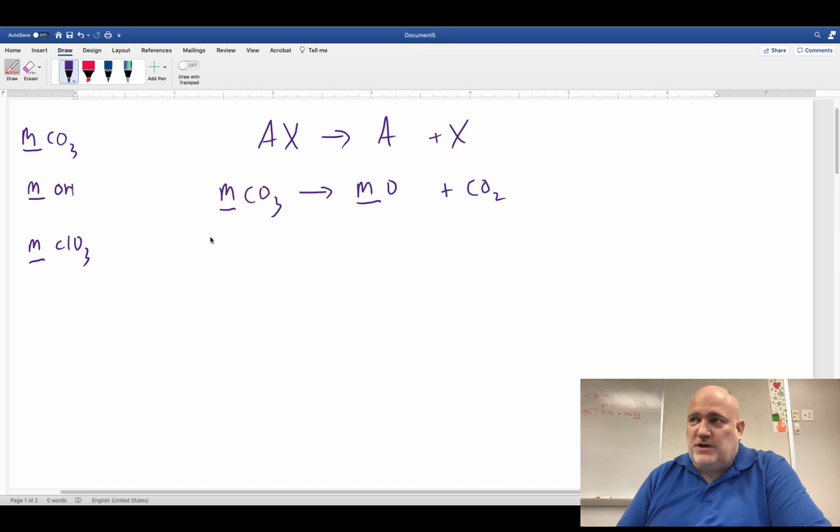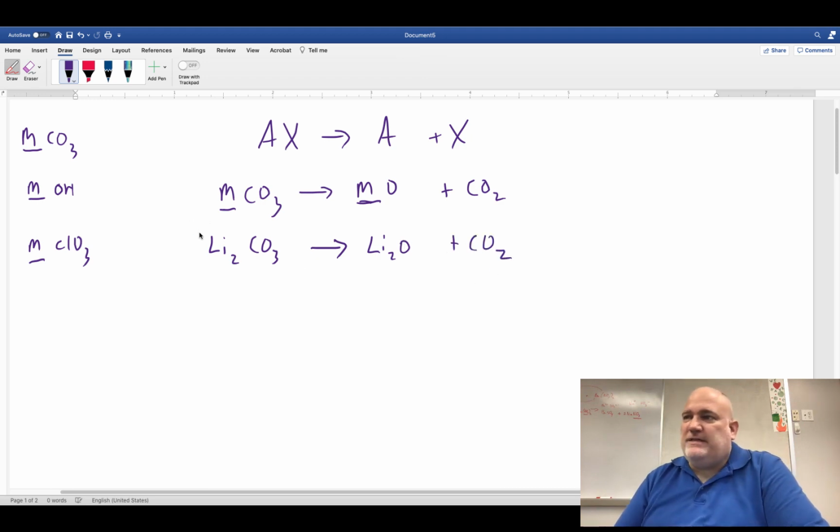Lithium has a +1 charge, and whenever you're writing a formula, remember, you have to balance the charges. So that would be Li2CO3, because carbonate is a 2- and lithium is a +1. Now, when we break it apart, that lithium, which is our metal here, is going to form a compound with oxygen. Again, lithium is a +1 and oxygen is a -2, so that's going to give us Li2O, and then the CO2 never changes.